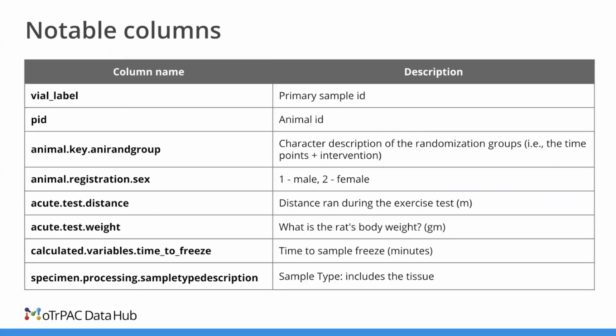So these are some notable columns that you will see once you download these data. The first is the vial label. As we mentioned before, this is the primary sample ID. The second one is the PID, which is the animal ID. The third one is a textual description of the randomization group. So this includes both the time point of the rat and whether or not it's a control or an exercise rat. We then have sex, the distance achieved during the exercise test, the weight of the rat, the time to freeze of the sample, and a textual description of the sample, which includes the tissue.